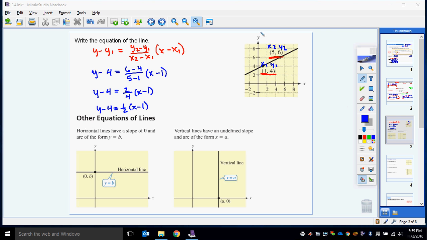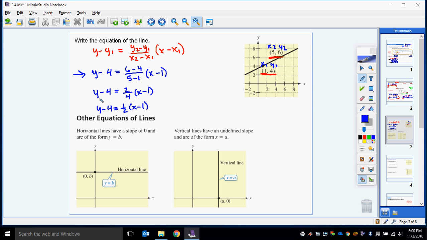Okay, I hope that you labeled one of these your x1, y1, and one your x2, y2. That way, when you plugged it in, it was easier to go off of. So here's what you would have plugged in if you let this be your first ordered pair and this be your second ordered pair. So if you simplify the slope of this, 6 minus 4 is 2, and 5 minus 1 is 4.